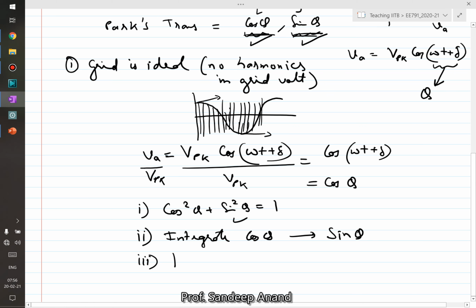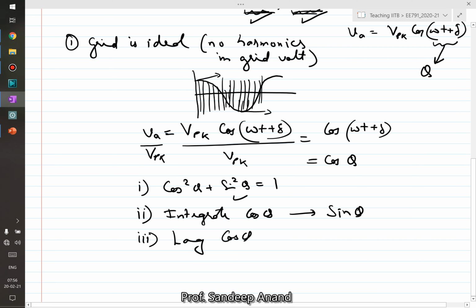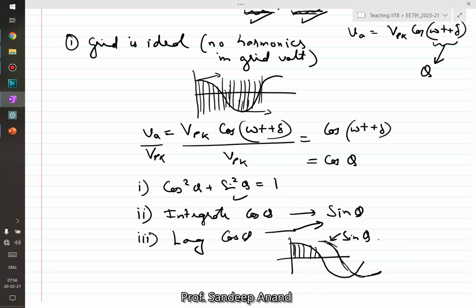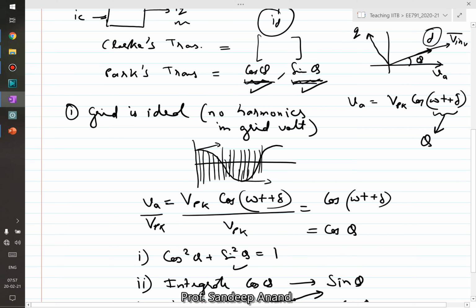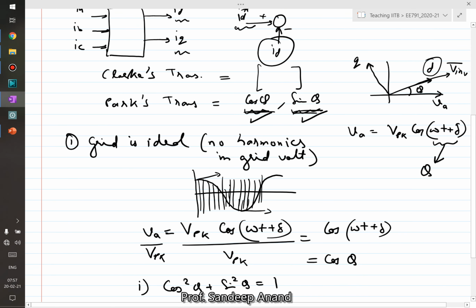Or you can lag cos theta, right? So you can store cos theta information in, let's say, the digital controller, and you produce a voltage which is the lagged waveform, and that would be nothing but sin theta, right? So using any of these techniques, you can very easily find sin theta. Also, once you have cos theta and sin theta, then you can do the Park transformation, and the Clarke transformation anyway you can do. So we can generate the dq0 components from the ABC, right?